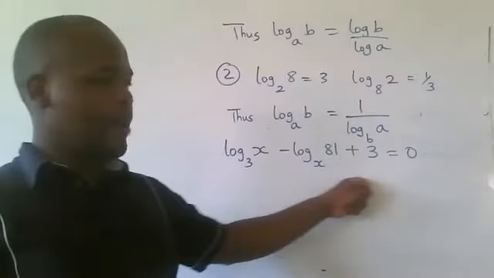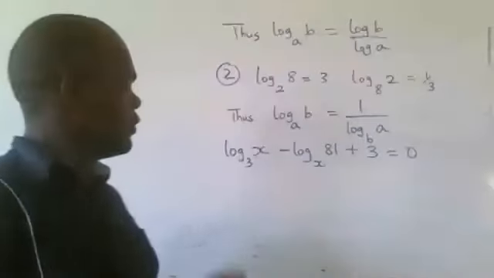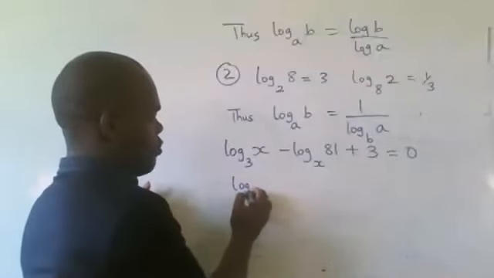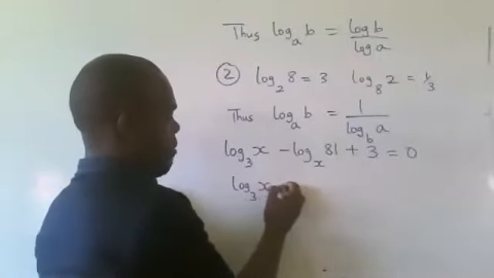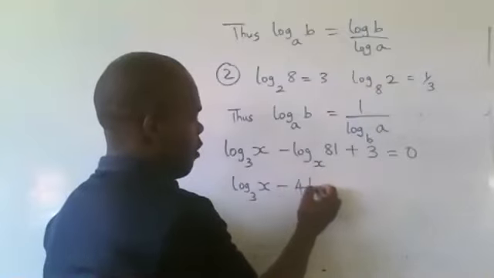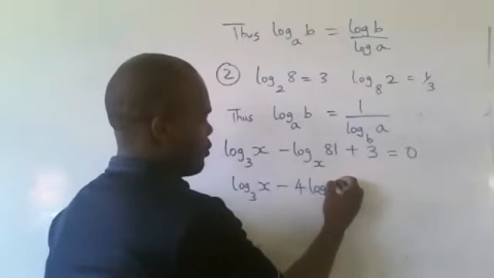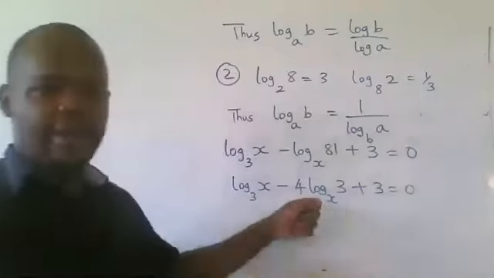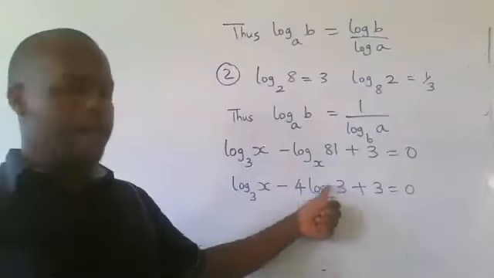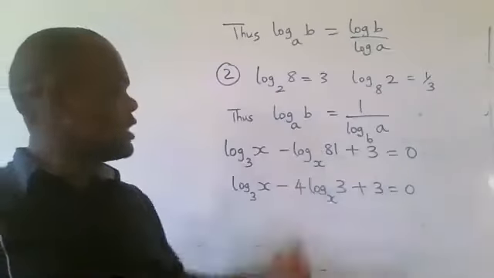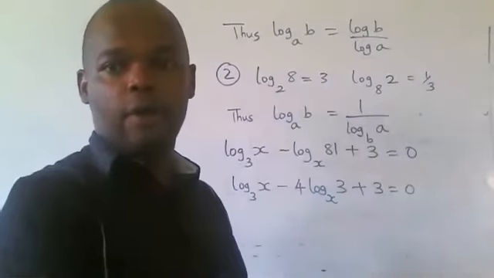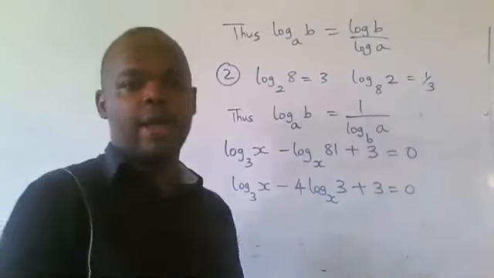So how do you approach this? This one can be rewritten as log to base 3 of x minus 4 log to base x of 3 plus 3 is equal to 0. Why have I done this? Because 3 power 4 is 81.